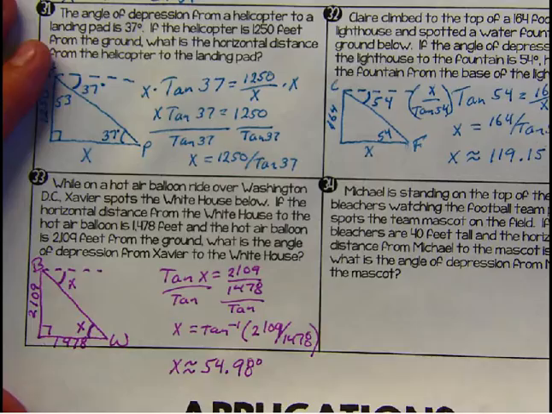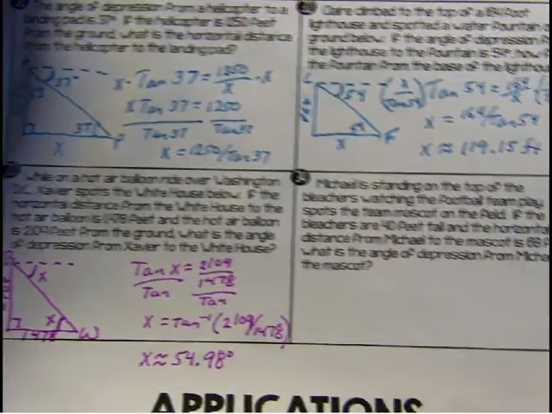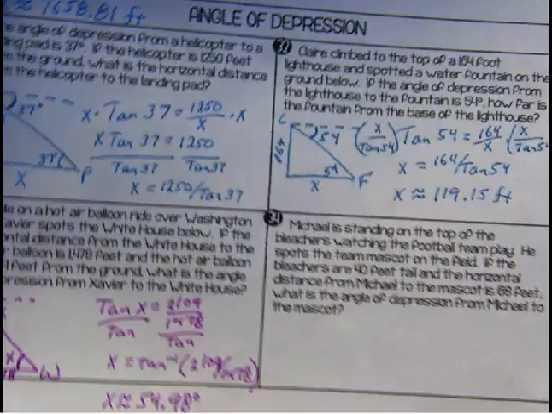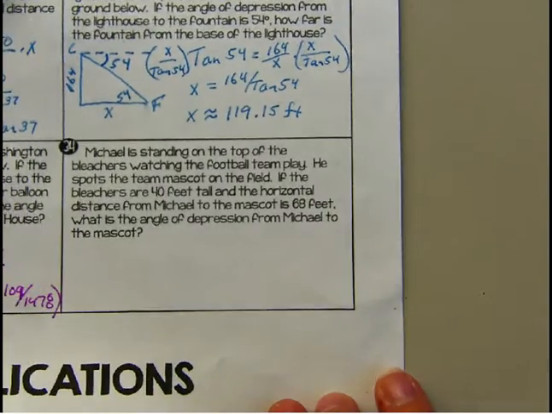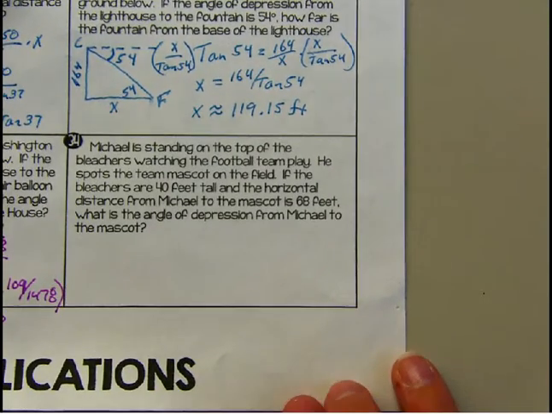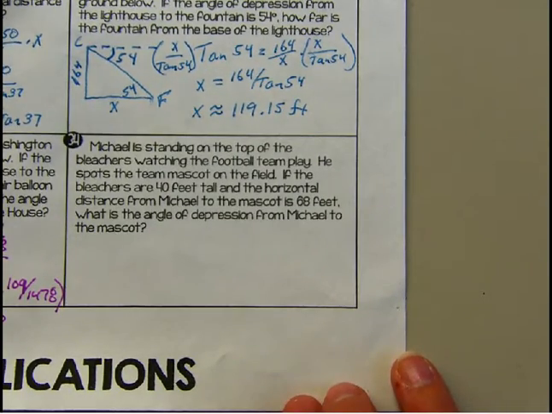Last problem. Scoot my paper over here. So the last problem we have here in our application section: Michael is standing on the top of the bleachers watching the football team play. He spots the team mascot on the field. If the bleachers are 40 feet tall and the horizontal distance from Michael to the mascot is 68 feet, what is the angle of depression from Michael to the mascot?